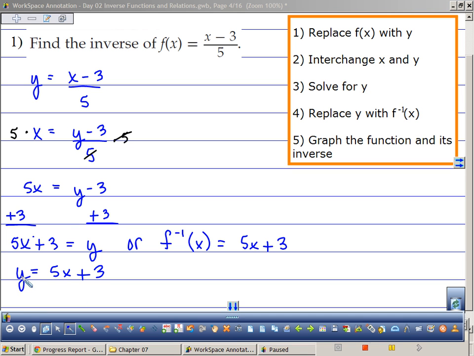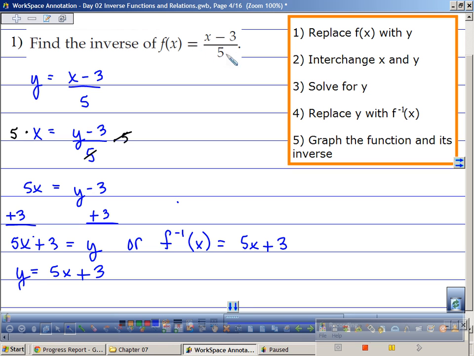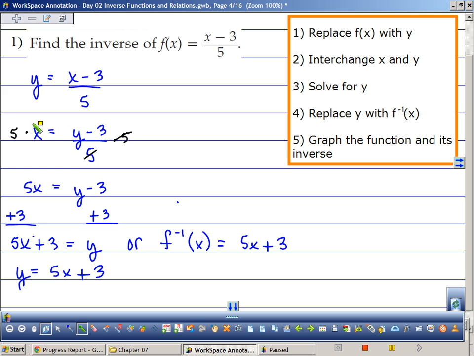Don't we normally write y as, in function notation, f of x? But we're not talking about the original function. The original function is this. So this is the inverse of this. They're inverses. As soon as I switch x and y, right here, I now have the inverse function.